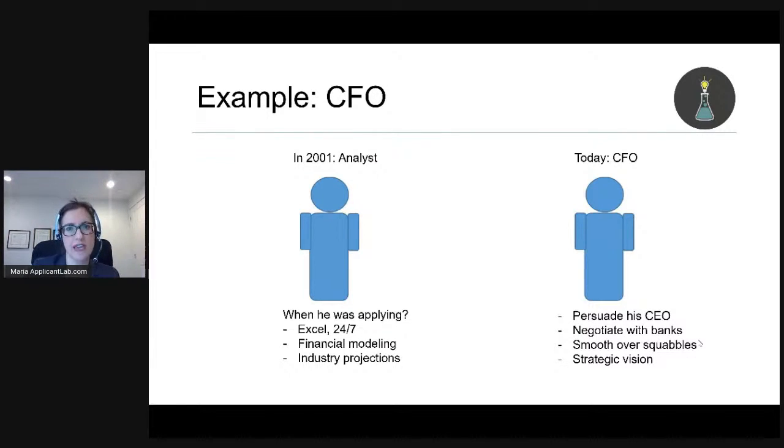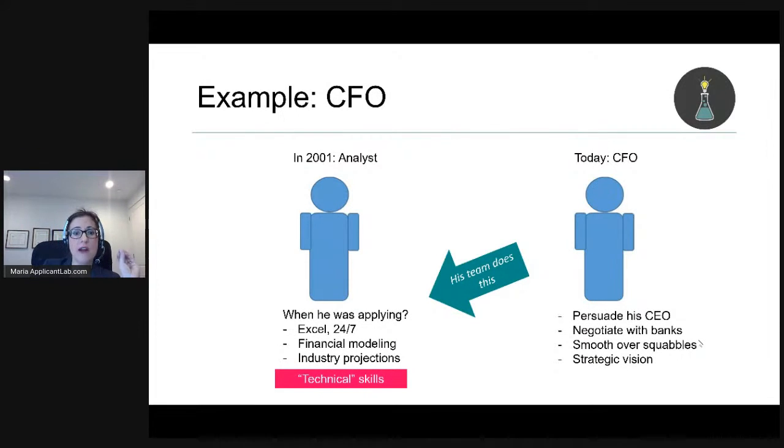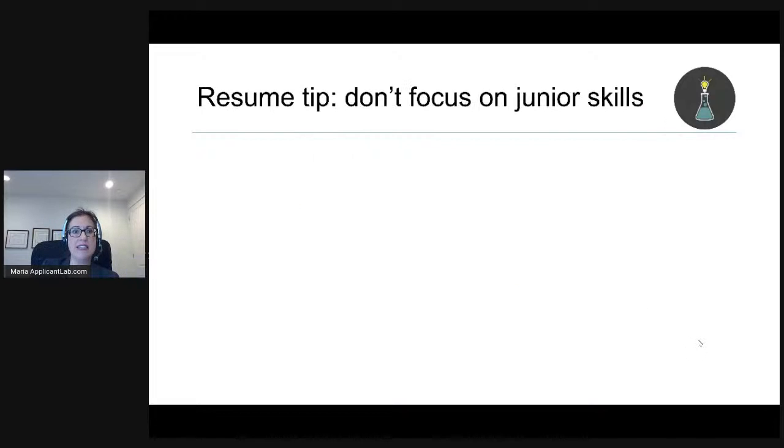And he's also one of the key people on his company staff setting the strategic vision. He doesn't need to do the stuff on the left anymore because he has junior team members that do this. And so why does this matter for your MBA application resume? In very pragmatic terms, do not focus your MBA application resume on these sort of technical skills of your day-to-day job today. Instead, try to focus as much as possible on showing that you have the personality traits necessary to eventually become a high-level executive.